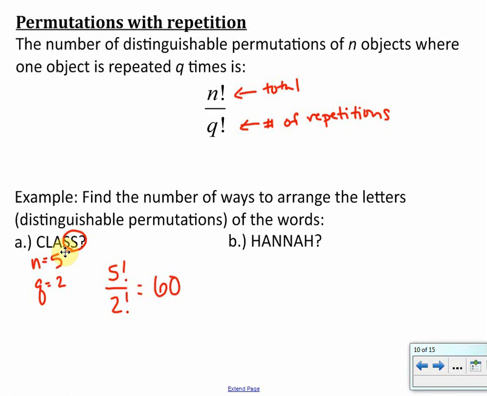The example Hannah is a little bit different because the H and the A and the N are all repeated twice. So instead of just having a 2 factorial on the bottom, you have to have 2 factorial 3 times. One for the H, one for the A, one for the N, and that would give me 90.